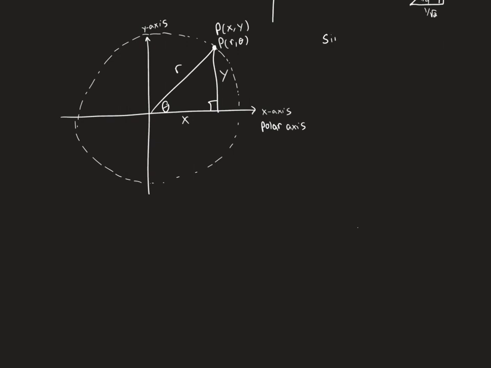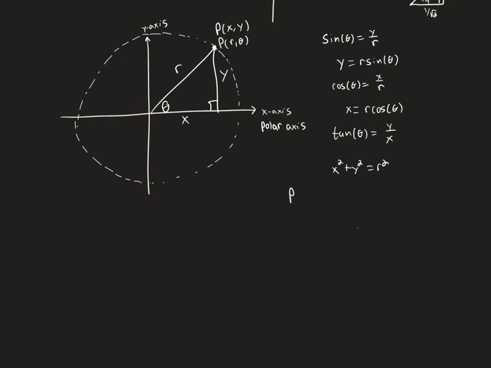So we know that sine of theta is y over r. If we solve this for y, we know that y is r sine of theta. So if we know r and theta, then we can automatically figure out y by plugging those in. We know cosine of theta is x over r, so x is r cosine theta. We know tangent of theta, this is nothing new, is y over x. And we know that x squared plus y squared equals r squared.